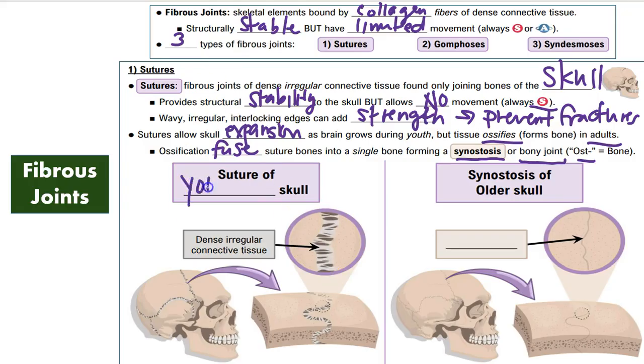So this definitely has to be a young skull. Why? Because it did not ossify yet. And then when I'm looking at this particular suture joint here, we still have that wavy pattern, but as you can see, that dense irregular connective tissue has now become bone. And so this has to be a skull of an older person. So what essentially is happening with sutures is that the dense irregular connective tissue is going to be replaced with bone over time through a process called ossification. And now you've created bony joints instead of dense irregular connective tissue joints.